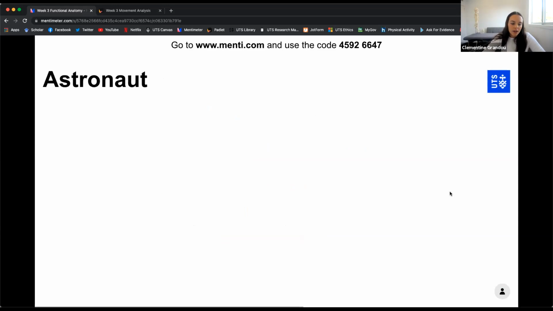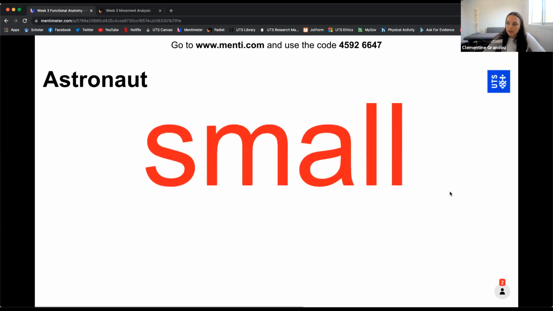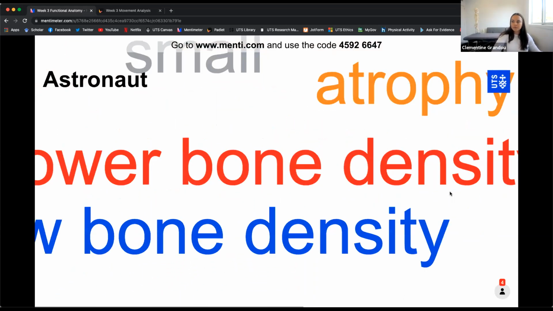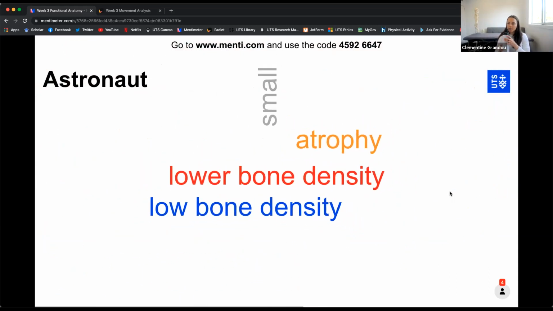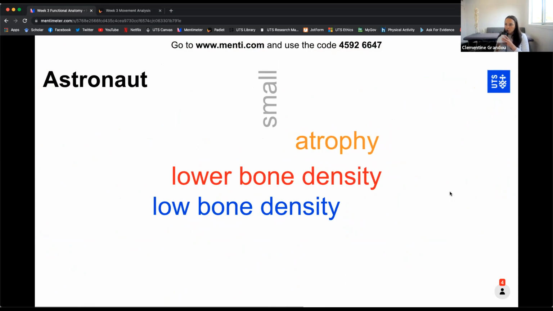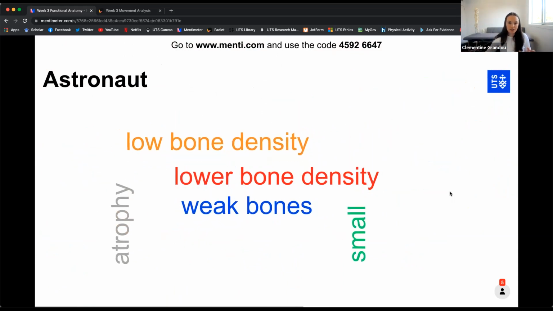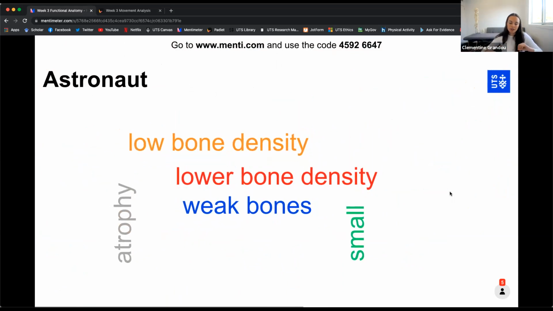All right, now the astronaut. So what are we thinking is going to happen to the astronaut? Now, perhaps it's not a specific body part, but maybe just something that we're going to see all over. So what's going to happen when we take away gravity and we go up into space? Exactly, lower bone density. Their bone density is definitely going to decrease.